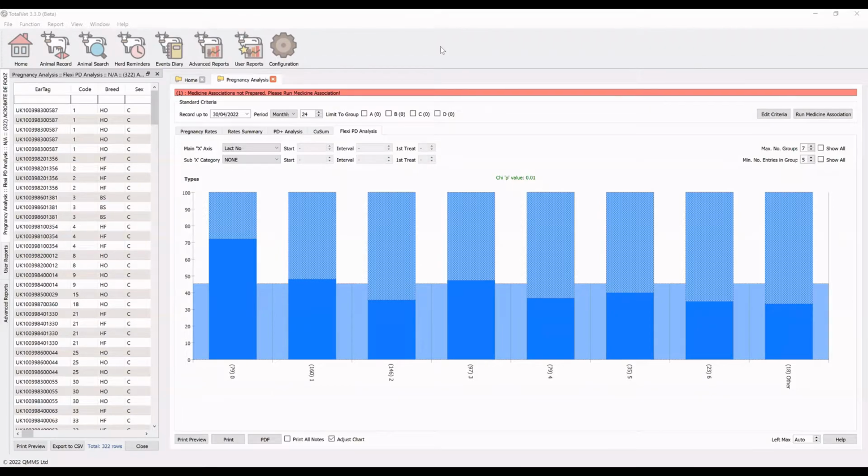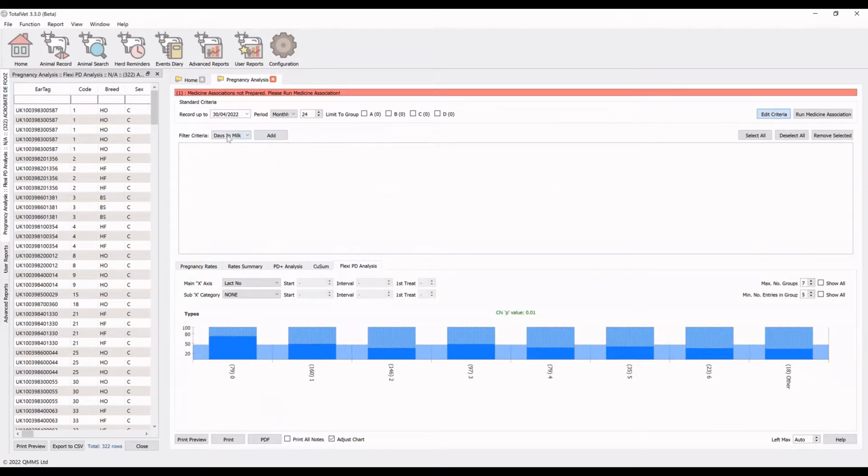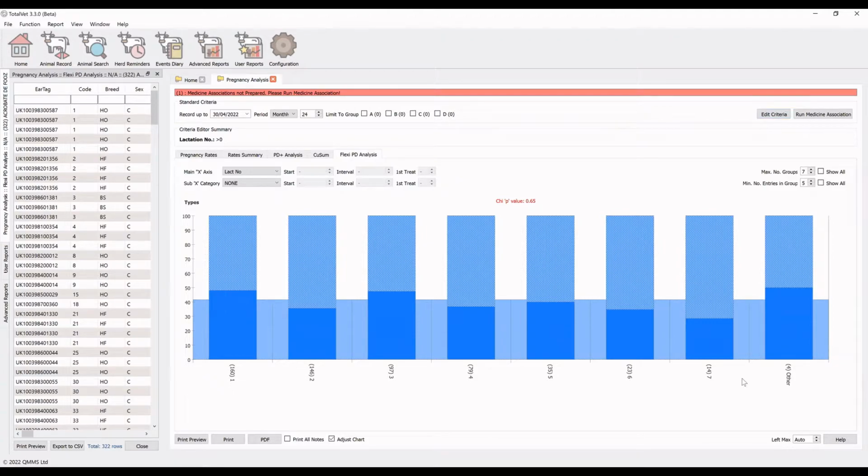You may want to remove these non-lactating heifers from your analysis. As in other reports, you can do this using the edit criteria function. You can choose to limit the report to animals in lactation greater than 0. This will remove non-lactating animals from the analysis. And now we can see that although there appear to be some differences in conception rate by lactation number, this is no longer significant according to a chi-squared analysis.